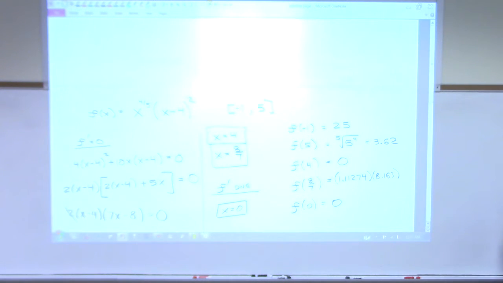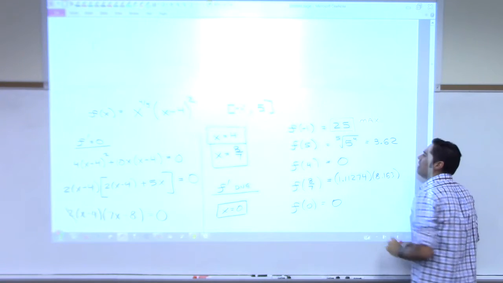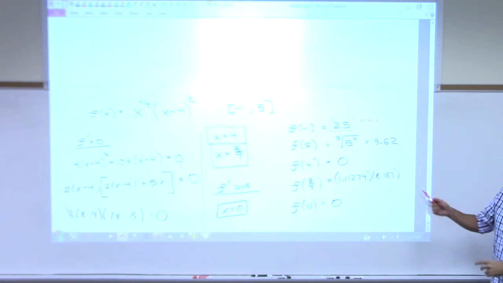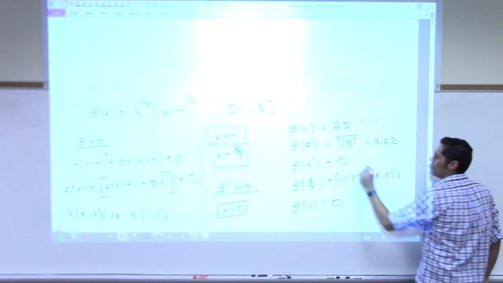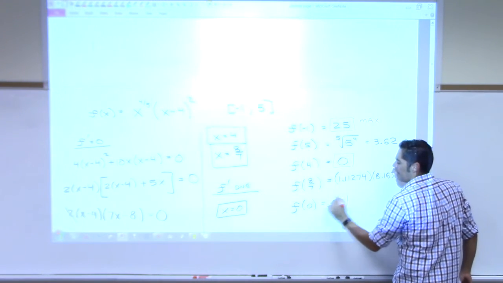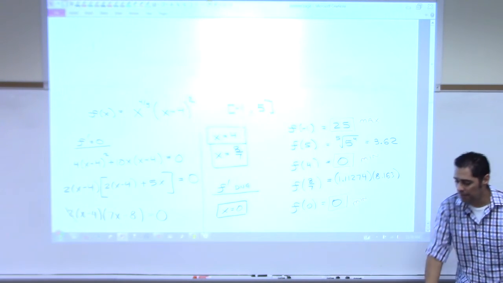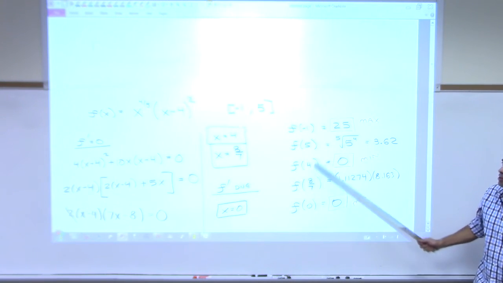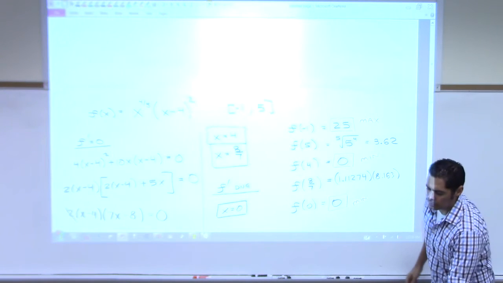So, what do we got going on here? What's the global maximum? 25. Where does it happen? At -1, which is one of the endpoints, right? What's the global minimum? 0. And it actually happens at 2 different places, right? It happens at 4 and at 0, which are actually inside this interval. You with me?